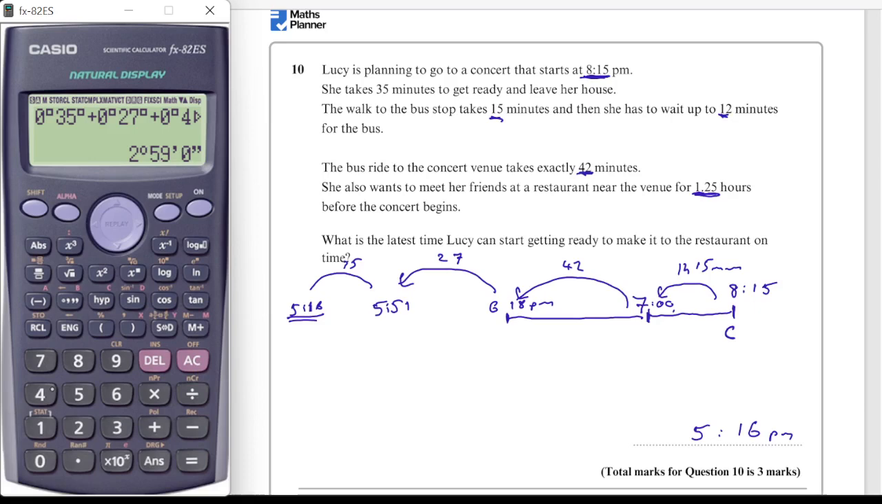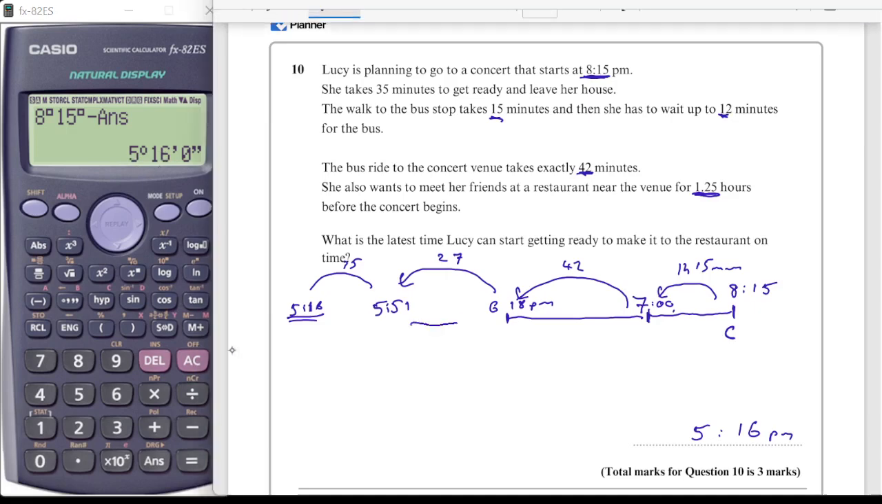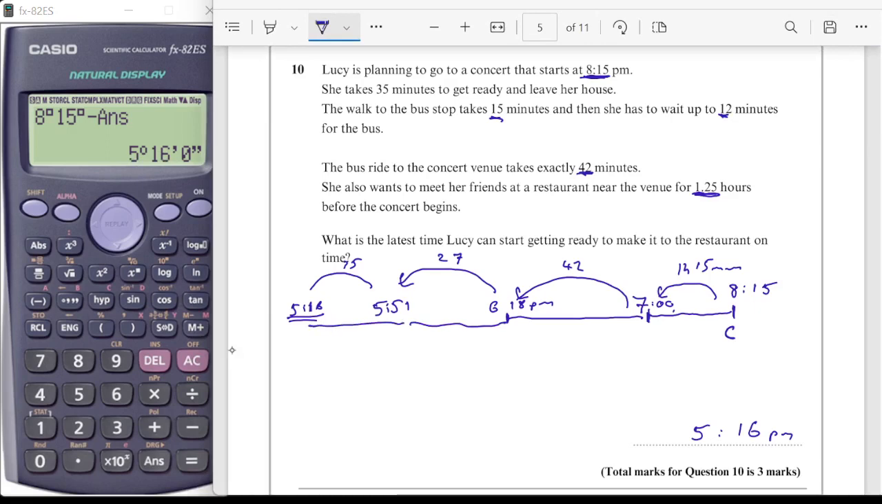So if I do 8 hours and 15 minutes minus the answer that I just worked out, that will give me 5 hours and 16, so 5:16, which is what I found it to be. And that's just a version I could have used. Good to check. Not very often used though, the time function on your calculators. If you're not used to it, don't bother, because it's more than capable with a bit of steps.